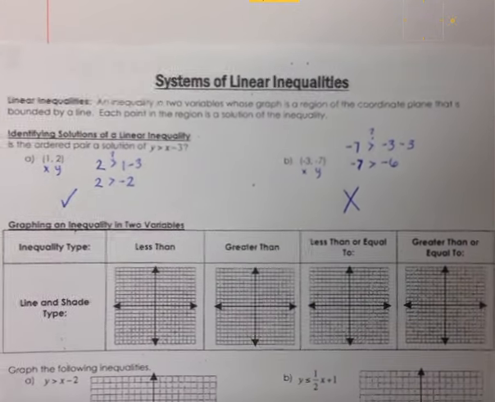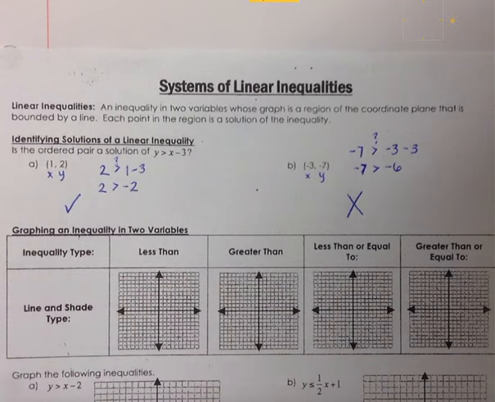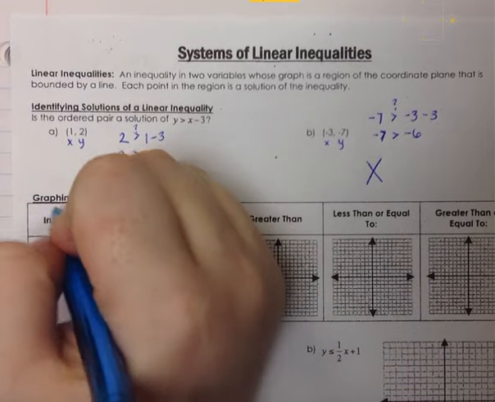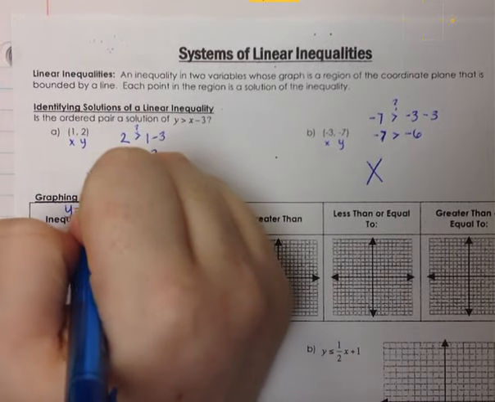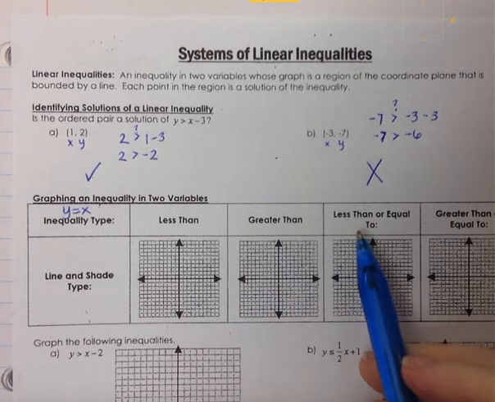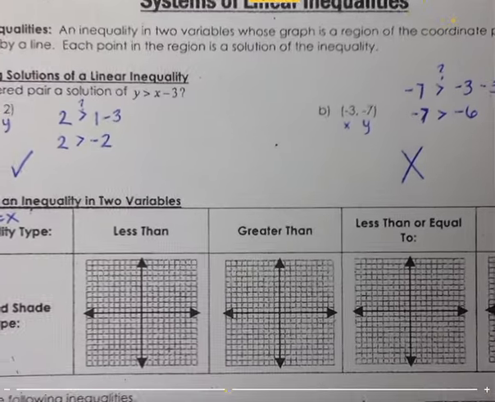So when we're graphing them, this is just going to show what they will look like. So graphing an inequality in two variables. We're going to be graphing the line of y equals x, basically, but we're going to be looking at less than, greater than, less than or equal to, and greater than or equal to. So we're going to look at the different lines and shape type.